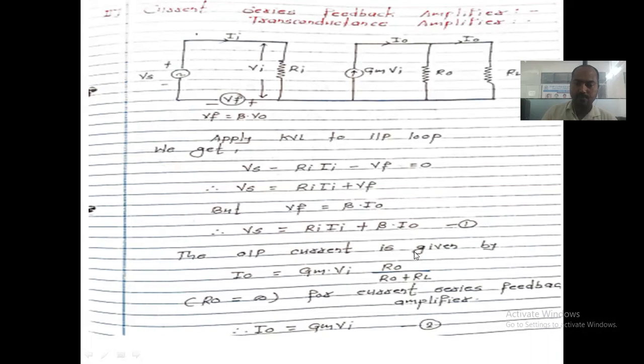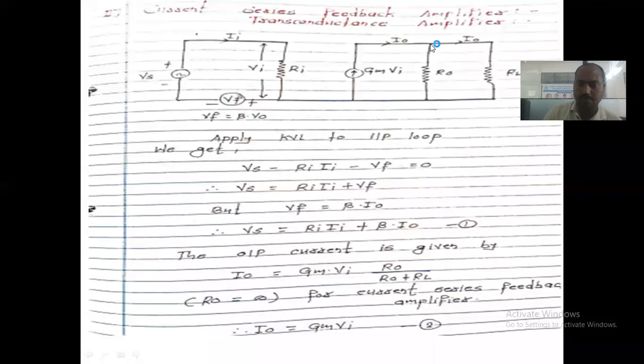Okay, the output current is given by, now see, this is the calculation of the Vs with respect to this input loop, right? Vs equal to Ri into Ii plus beta into I0. But with respect to the output, we have seen that we are applying the voltage divider rule across this, right?